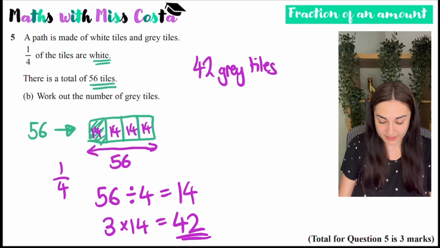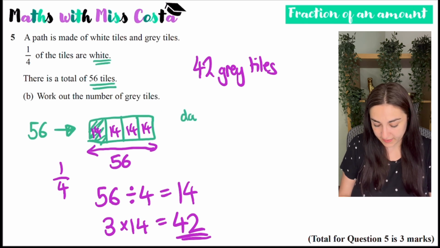42 plus 14 must add up to 56. So double check. Am I right? 42 plus 14 equals 56. So I know I'm right.